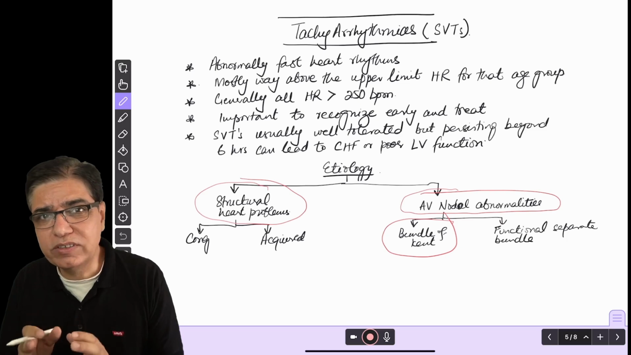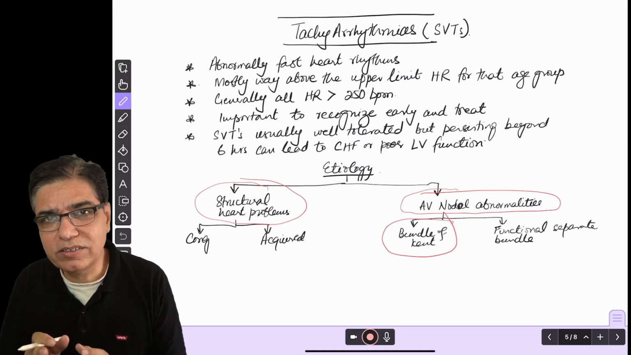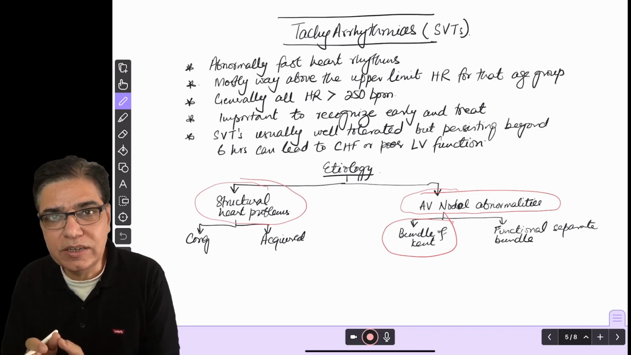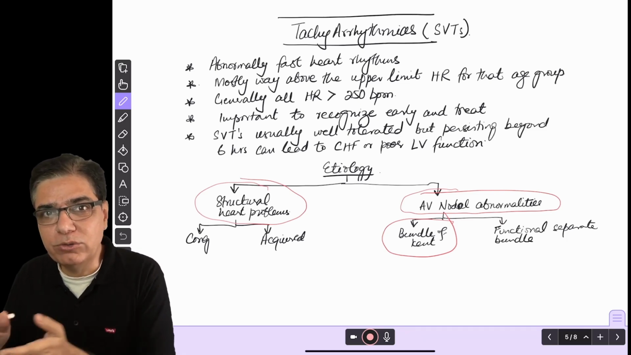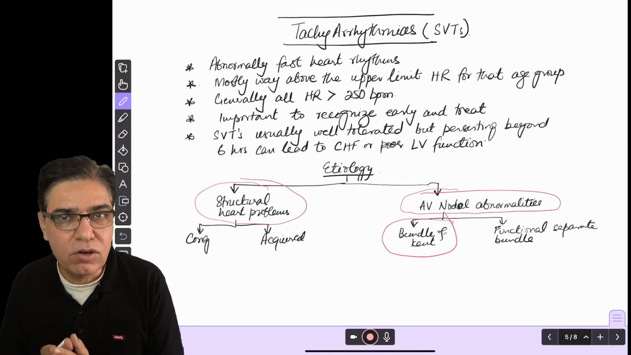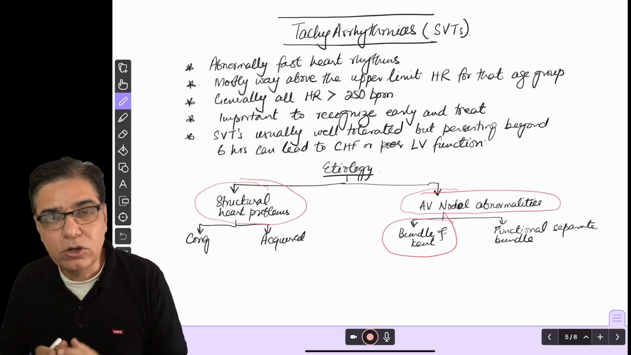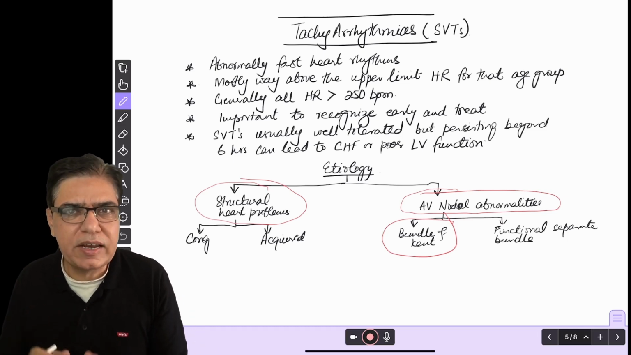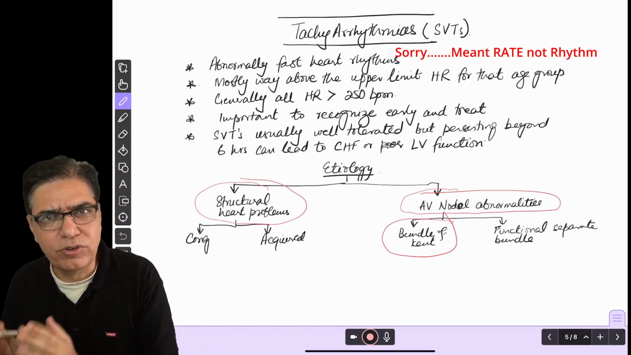And the issue is that it's very important to recognize this well in time, because if you miss this SVT and it continues in that episode, that can have dire consequences for that particular child. So the definition is that, in very simple words, this is an abnormally fast heart rhythm.